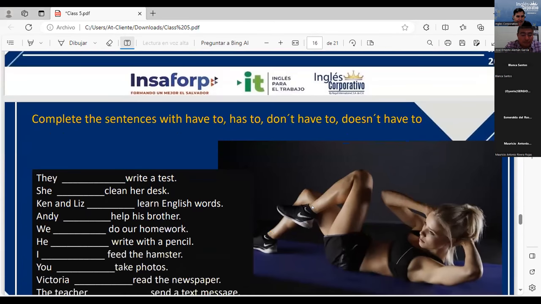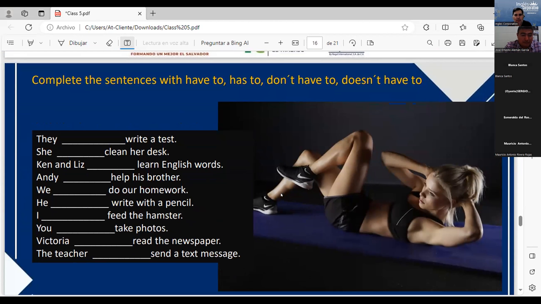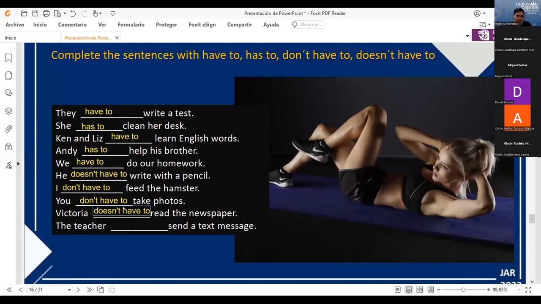Now continue with the other one. Here is only have to, don't have to, etc. So they have to. They have to write a test. Doesn't have to read the newspaper. The teacher sent a text message. Has to, but here the teacher has to send a text message. Okay.